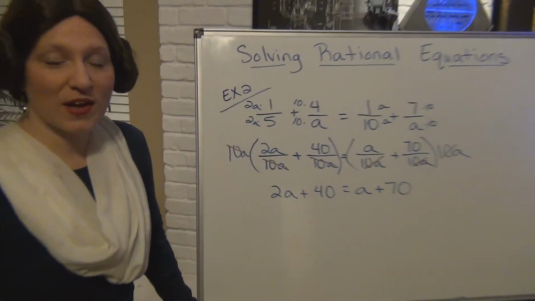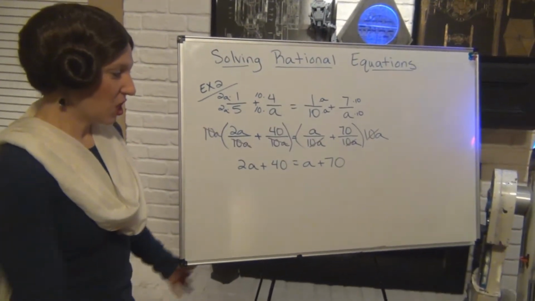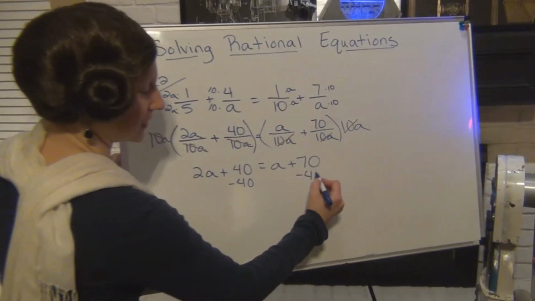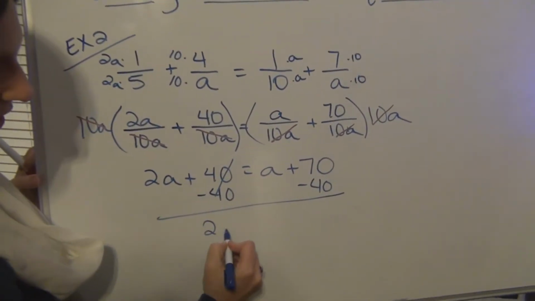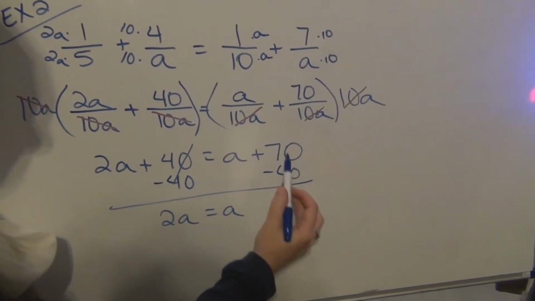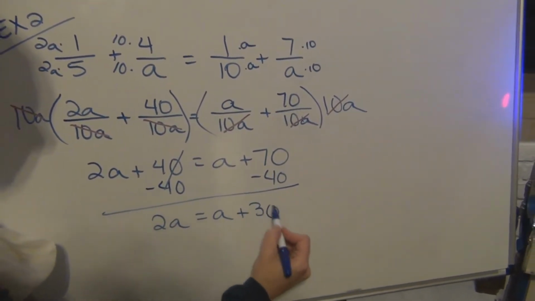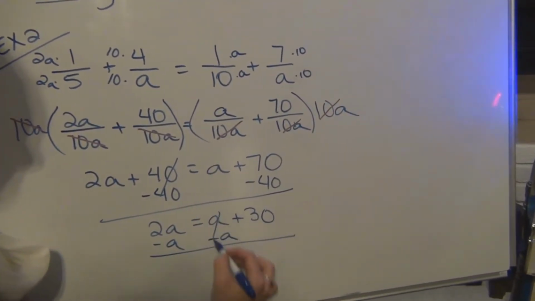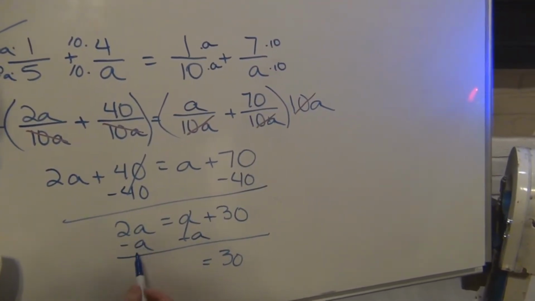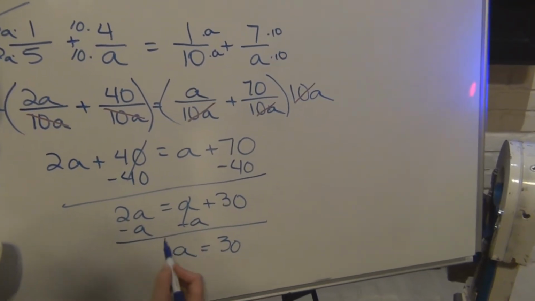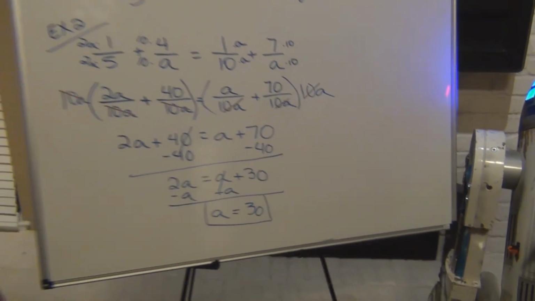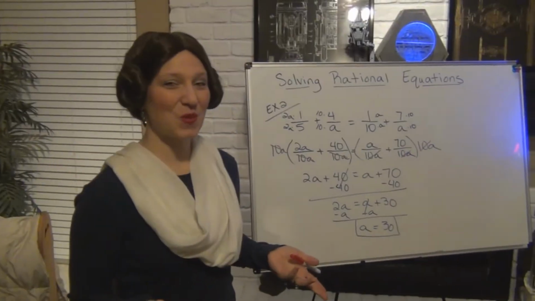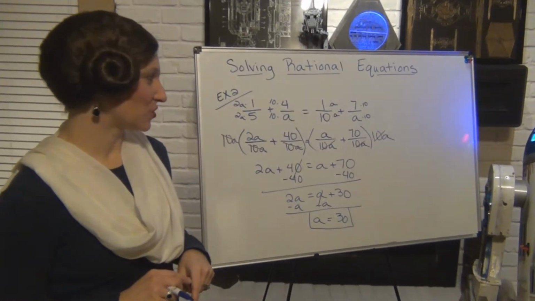Now we're down to a simple equation that you guys already know how to solve. So I can minus the 40 to get my like terms together. And 2a equals a. 70 minus 40 is 30. Get the a's together by subtracting a. And 2a minus 1a is a. So a is 30.